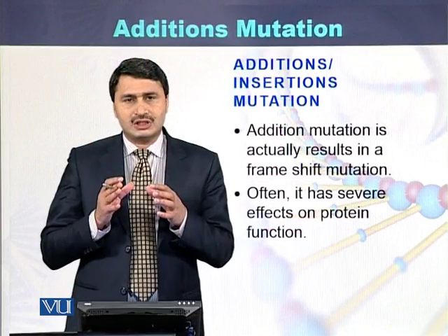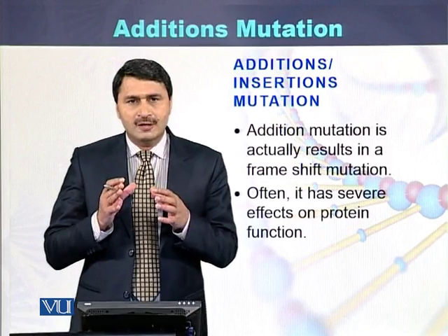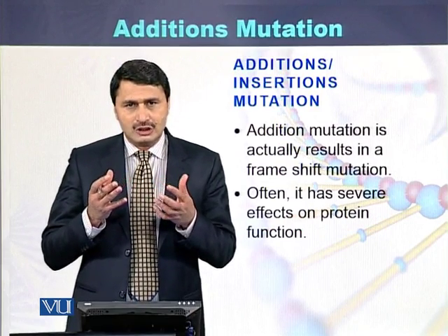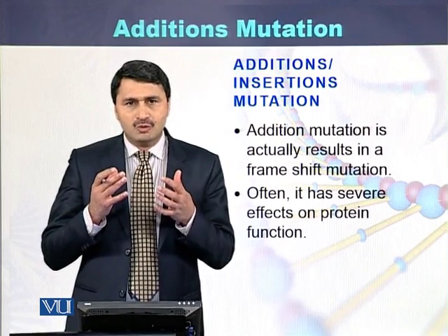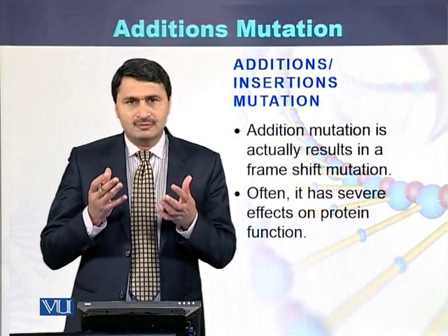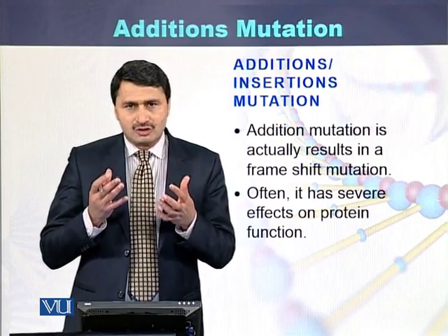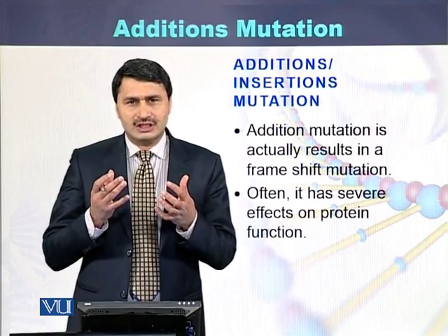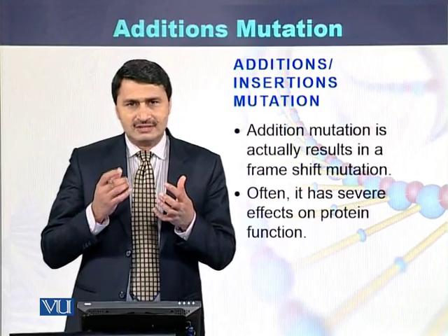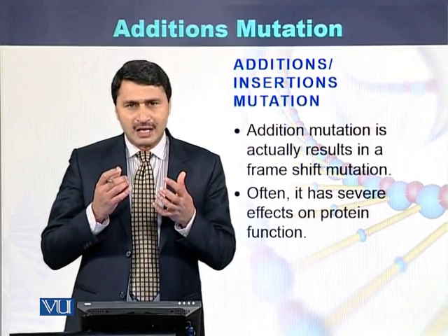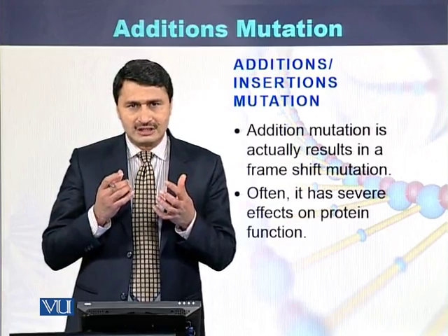So addition mutations are those mutations in which there is addition of a single nucleotide in the normal sequence of the DNA, and it can be more than one nucleotide. Usually they are also called frame shift mutations, in which the frame of the DNA changes, and the protein or the amino acid sequence produced also changes.